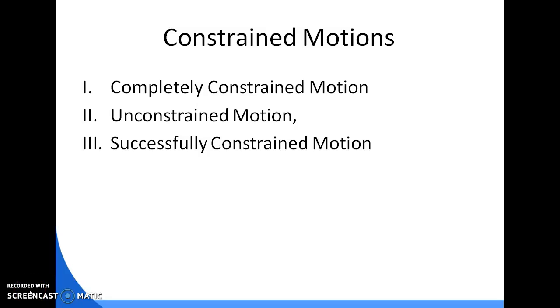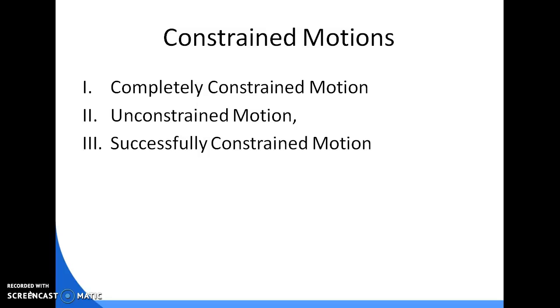Now we will discuss types of constrained motion in a kinematic pair. There are generally three types of constrained motion: completely constrained motion, unconstrained motion, and successfully constrained motion. First we will see what we mean by completely constrained motion.